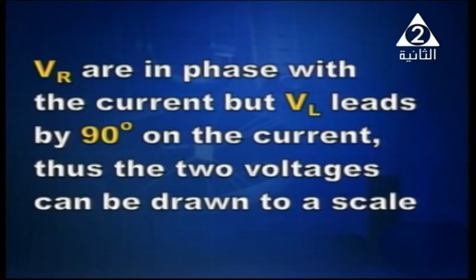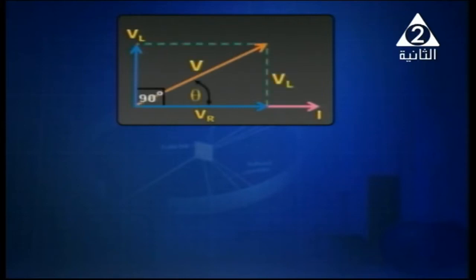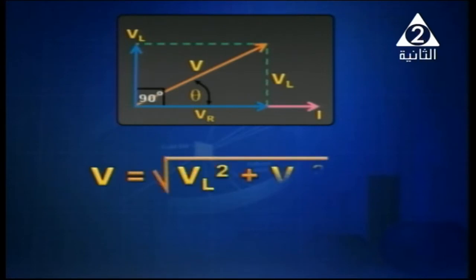Thus, the 2 voltages can be drawn to a scale shown in front of you right now. VR and current are in phase, but VL leads by 90. And what about the total voltage? This is the total voltage, and now we can obtain it. How? Total voltage will be the square root of VL squared plus VR squared, applying the Pythagorean theorem.